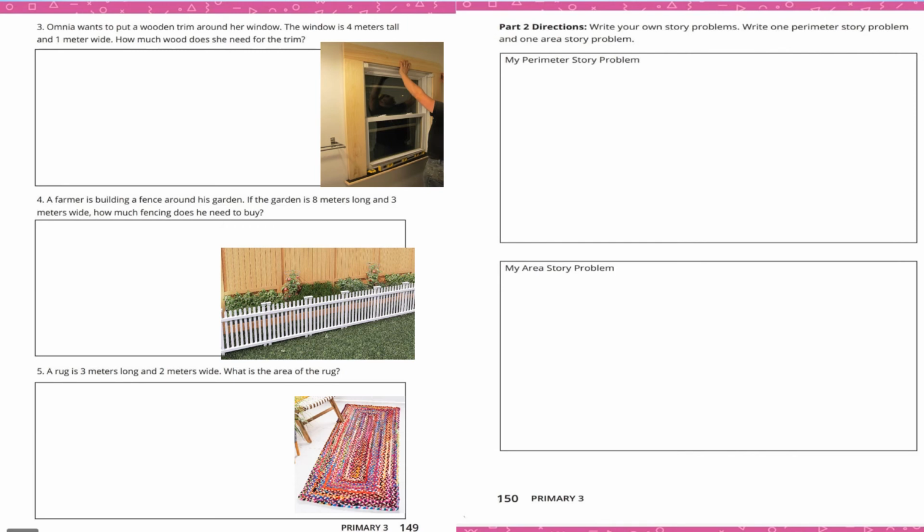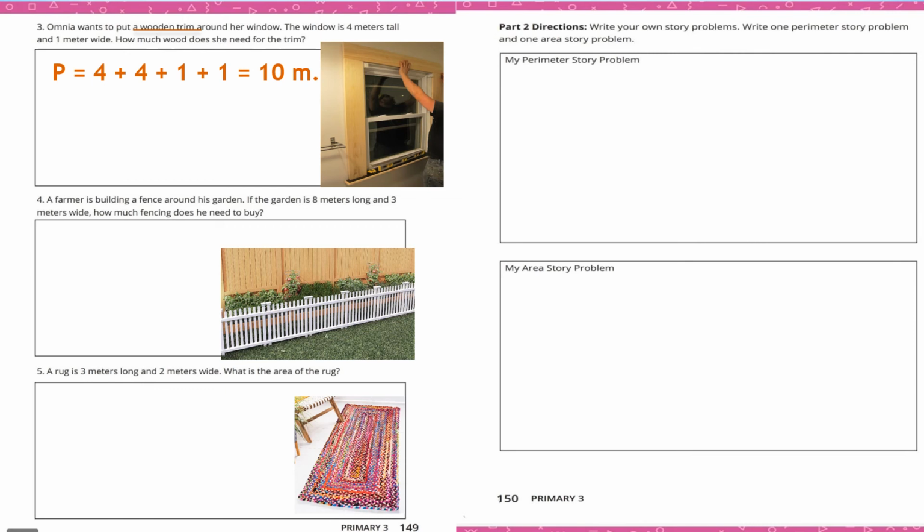She is putting a wooden trim around here. It's like the fence of the garden. So we are calculating here the perimeter. Perimeter of a rectangle, length plus width plus length plus width. So it will be 4 plus 4 plus 1 plus 1. The total equals 10 meters.